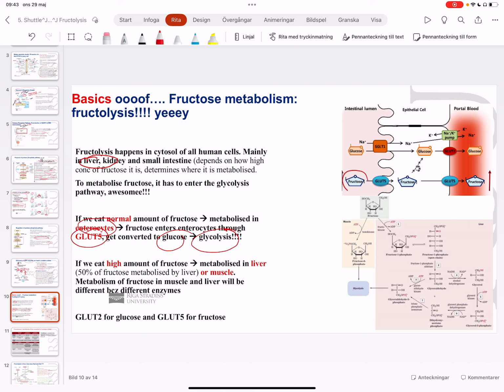So basically this is what we see in the picture: fructose, or high amounts of fructose, through the GLUT5, then fructose will be converted into glucose, and then glycolysis. But if we eat very high amounts of fructose, then it will be metabolized in the liver. 50% of fructose will be metabolized by the liver.